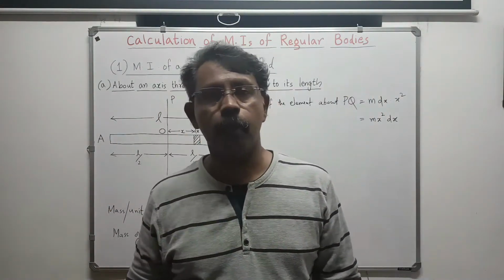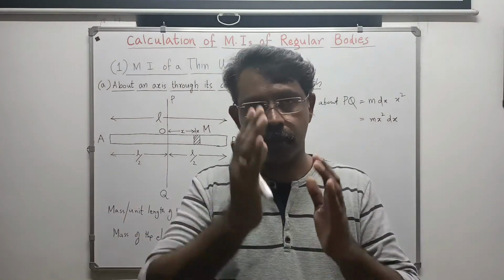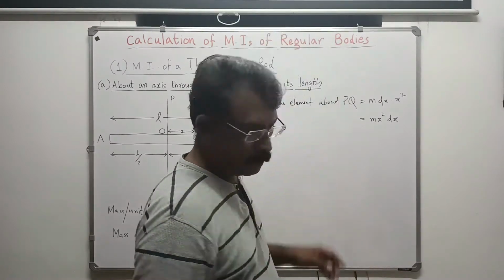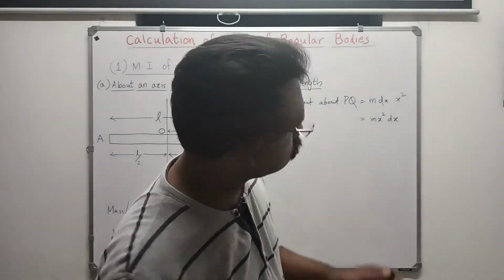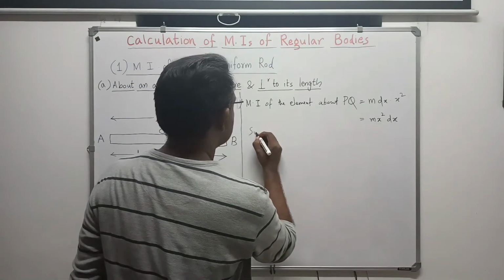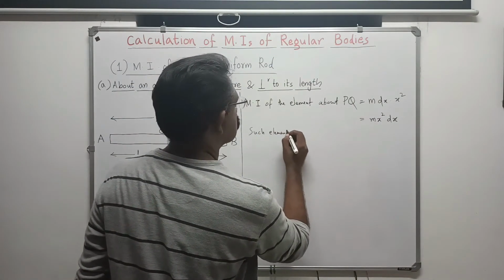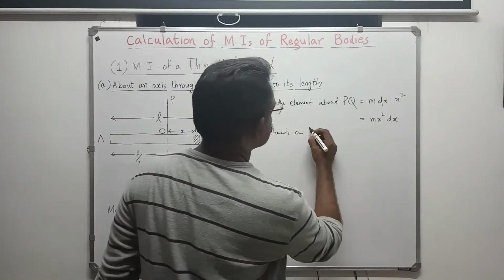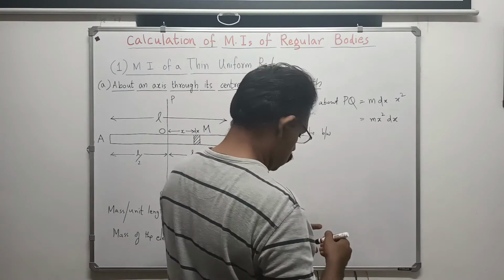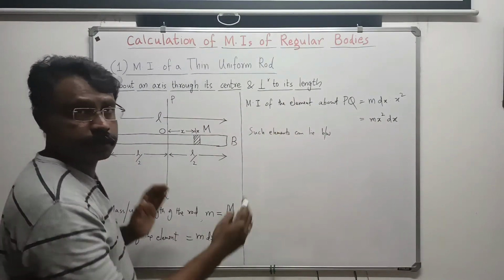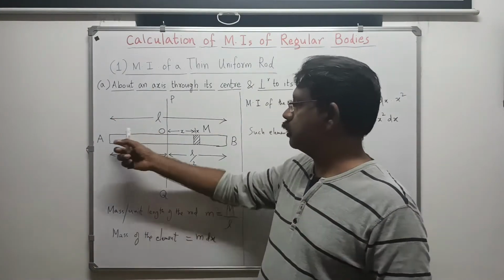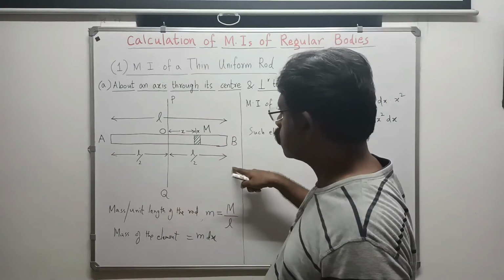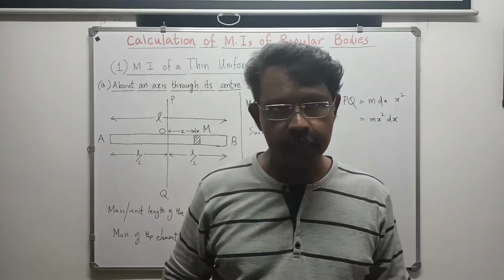Now we have to calculate the moment of inertia of the whole rod about PQ. For determining that, we will assume that all such elements can lie between certain limits. See, we have divided the scale into two parts. The scale is of total length L. We have taken this length to be L by 2 and this length to be L by 2, because this PQ is at the center.